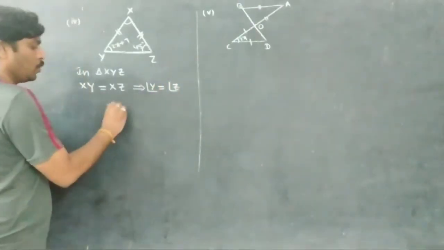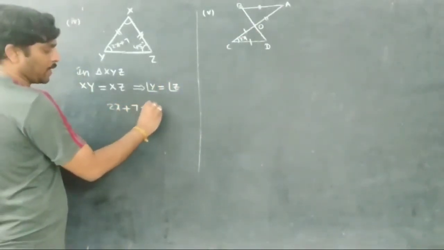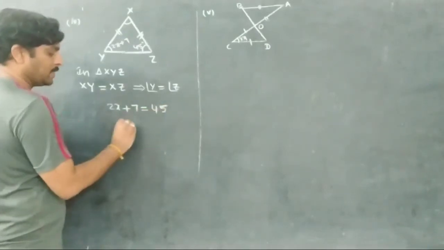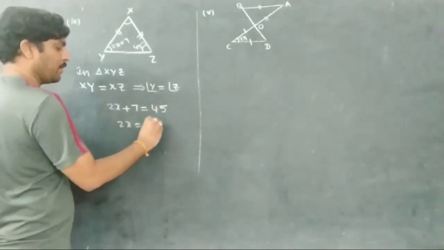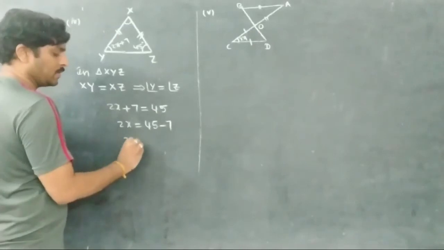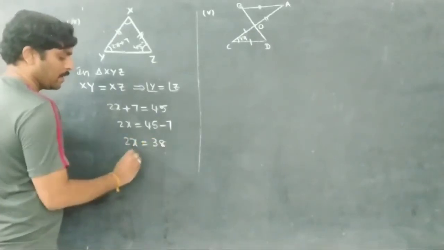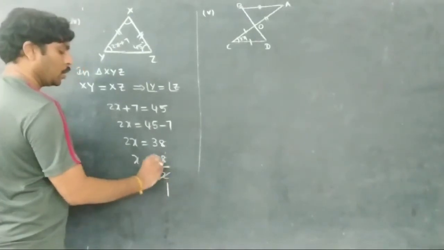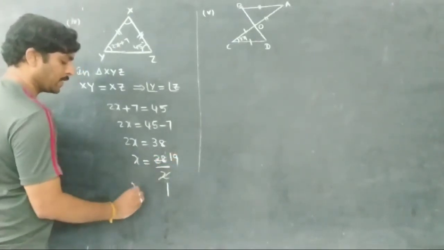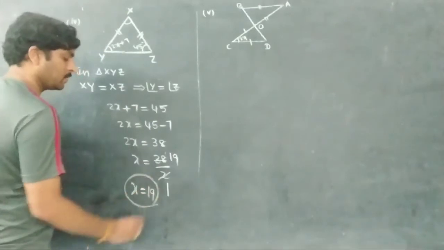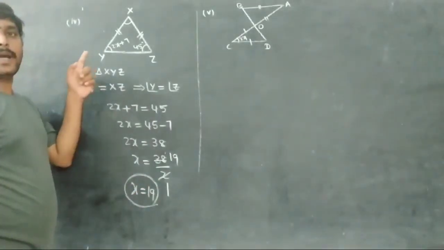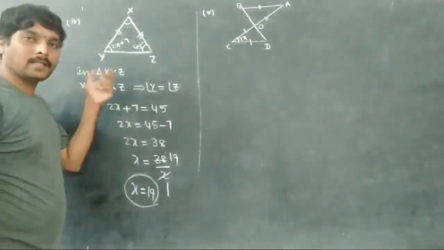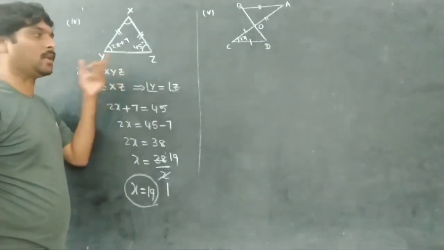Okay? 2x plus 7 is equal to 45. 2x is equal to 45 minus 7. Now 2x is equal to 38 degrees. x is equal to 38 by 2. 2 ones are 2, 2 nines are 18. So x is equal to 19 degrees. Here it is an isosceles triangle. In an isosceles triangle, base angles are equal.